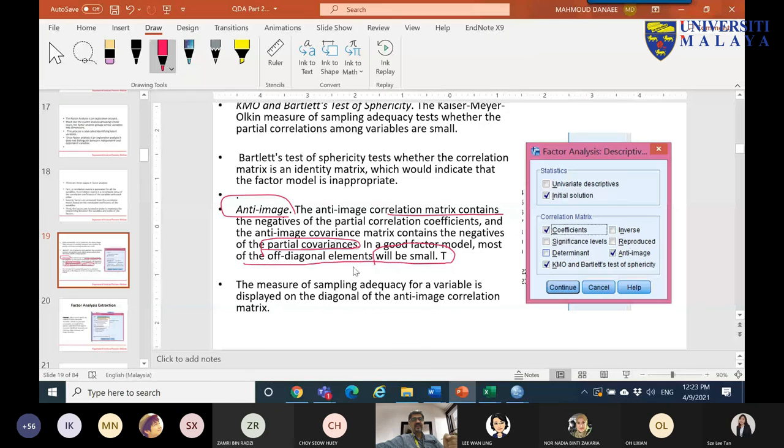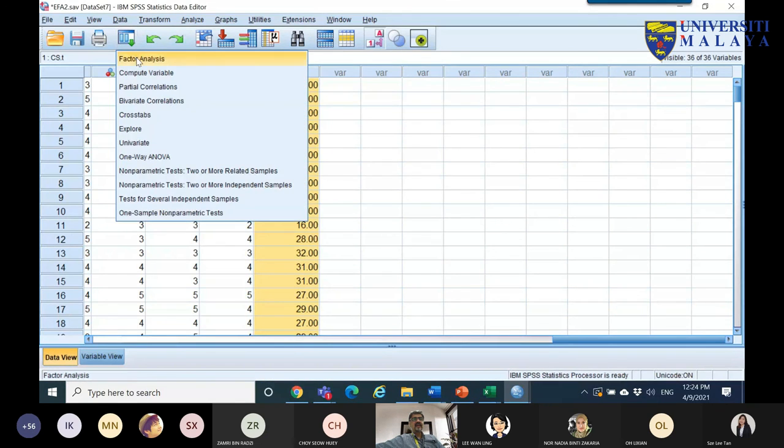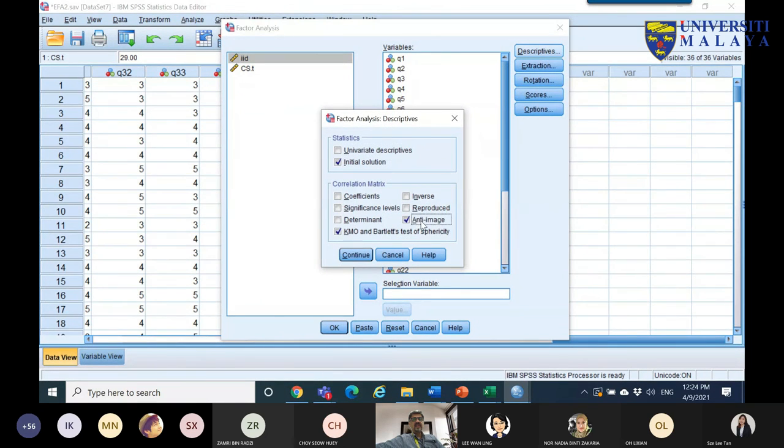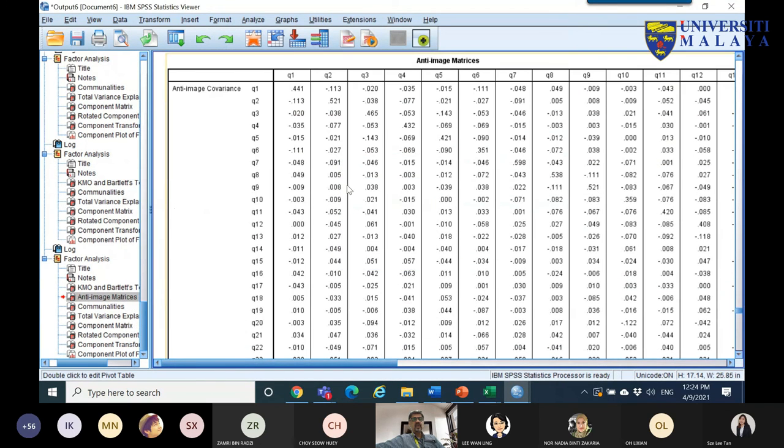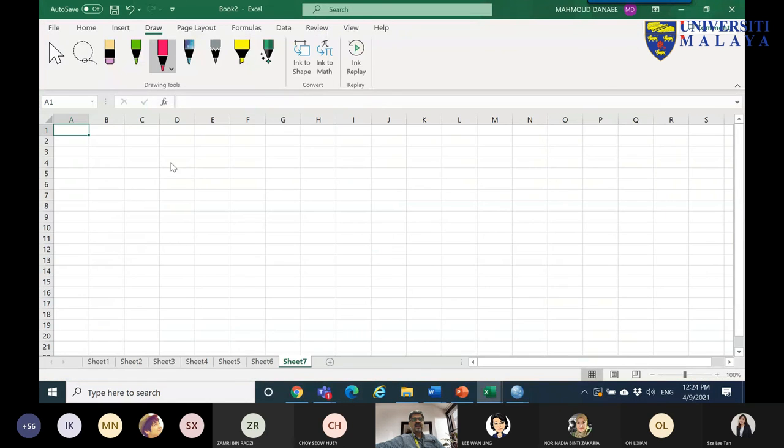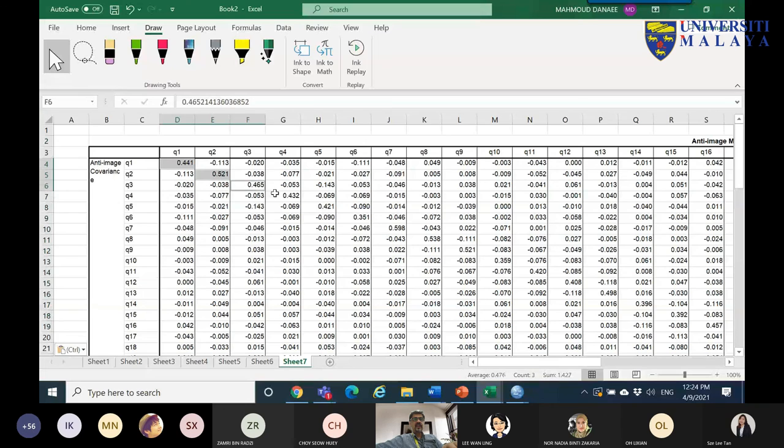But how can I make the anti-image matrix? When you run the factor analysis, you click on anti-image, and this is the anti-image matrix. You copy this table in Excel, and if you look at the results, the numbers on the diagonal should be higher than the off-diagonal numbers. So look at here, for Q1, the other numbers are smaller than the number on the diagonal. So for this one, all the off-diagonal numbers are smaller. If you follow the diagonal numbers, the numbers are higher.